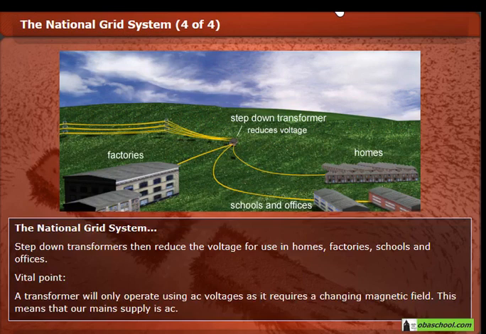Vital point: a transformer will only operate using AC voltages as it requires a changing magnetic field. This means that our mains supply is AC.